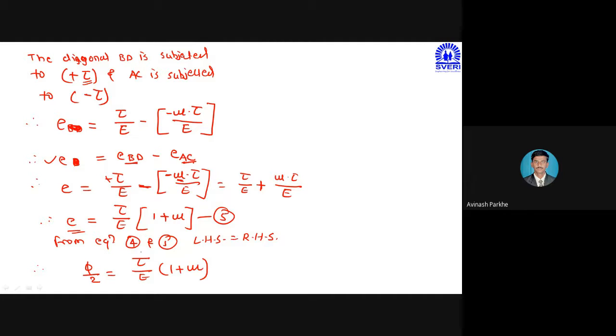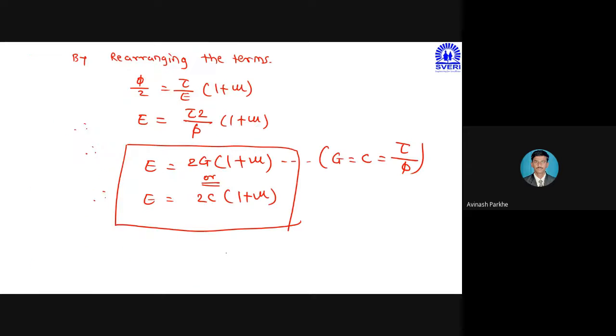So if I will compare the equation number 4 and equation number 5, their left hand sides are equal. Therefore, their right hand side also becomes equal. Then by rearranging the terms, I have written the equation in the form of capital E. So this 5 2 I have taken to the right side, and finally you will get the answer in the form of tau upon 5. Tau means shear stress, 5 means shear strain.